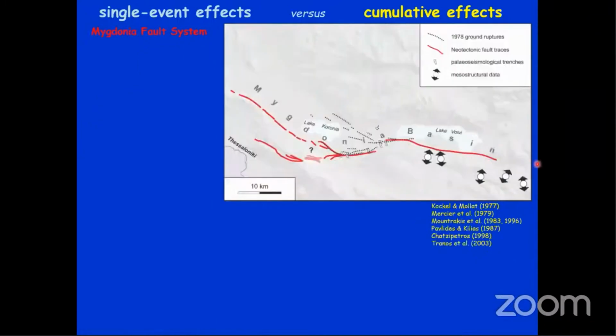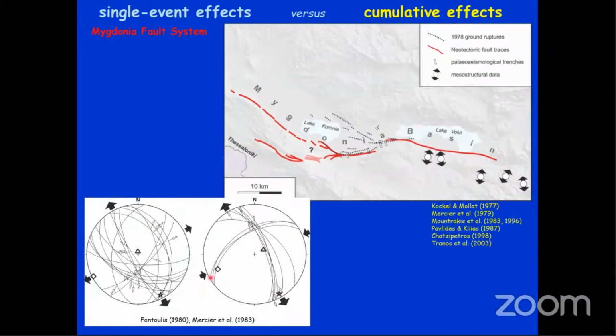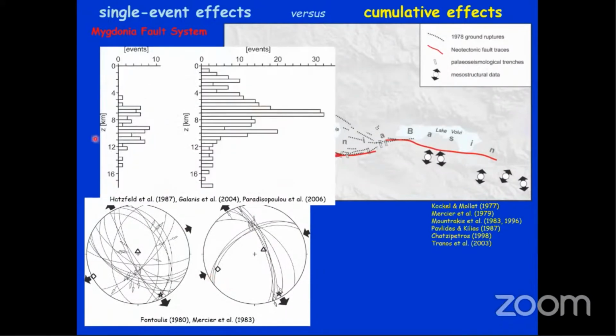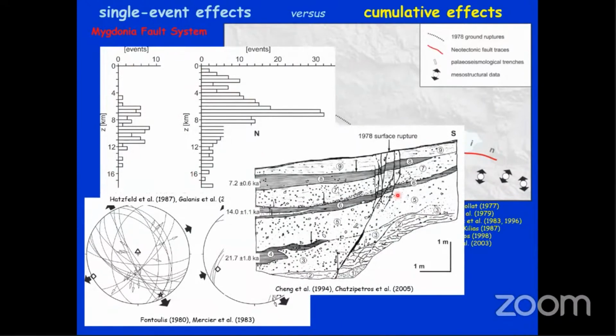Now, the next example is from Mygdonia Basin. Good mapping, several branches with steps, with segments and so on, mesostructural data documenting the kinematics, and also in this case the distribution at depth of the microseismicity, documenting again the cutoff depth, and also, for example, seismological investigations. Okay, this trench shows the last event, but this trench also shows a previous, a penultimate event that could have been documented even before the 1978 Thessaloniki earthquake.